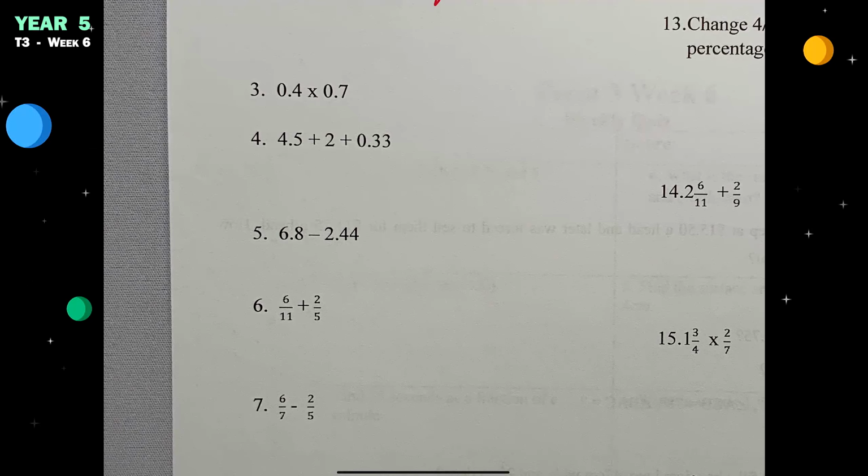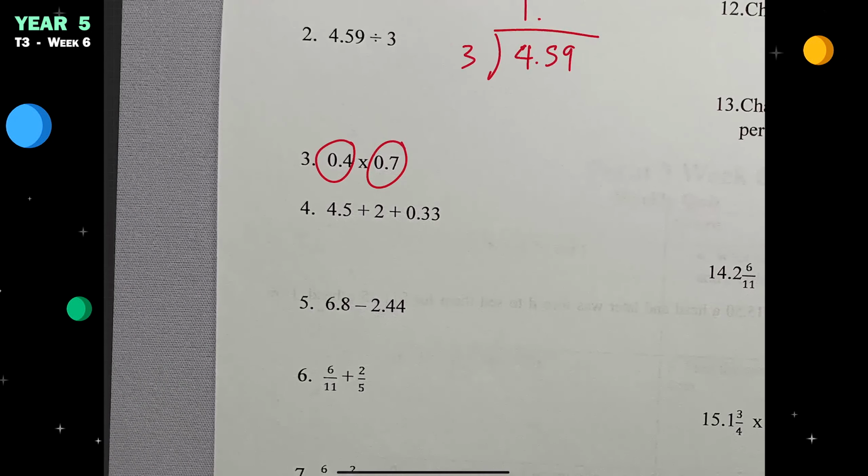Next one is when you multiply a decimal with a decimal, all you've got to do is this. You're going to turn a decimal into a whole number. So you're going to say that's going to be 4. That's going to be 7. 4 times 7 is 28. Alright, great. The answer is 28.